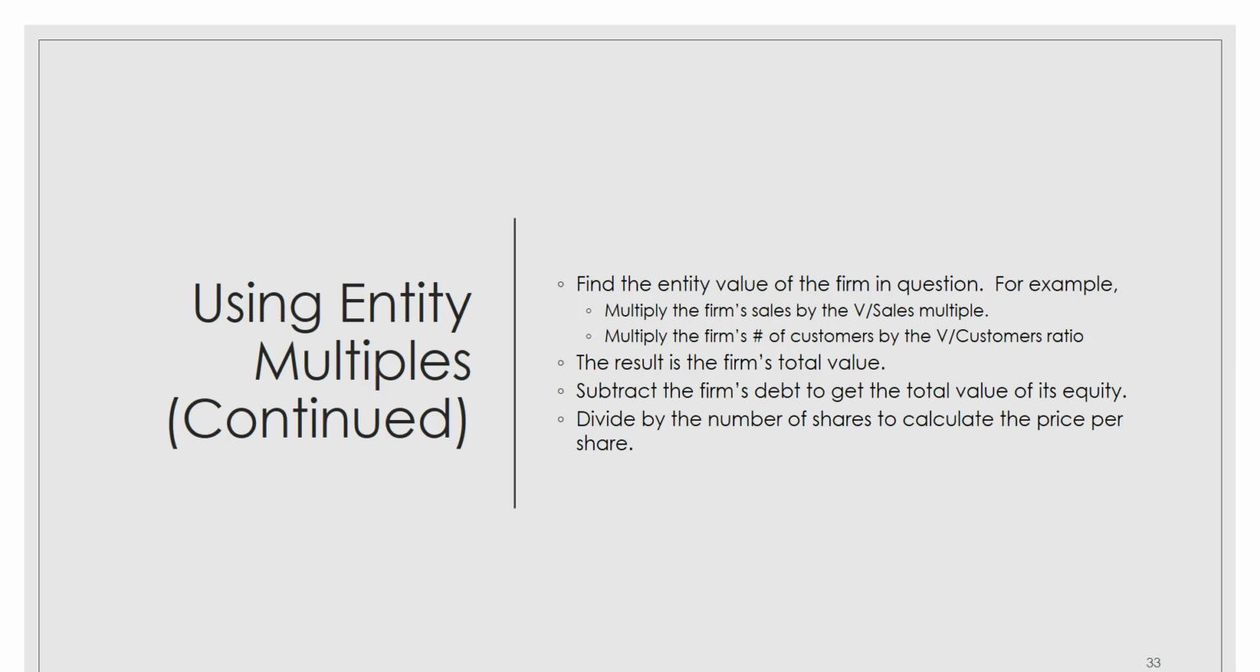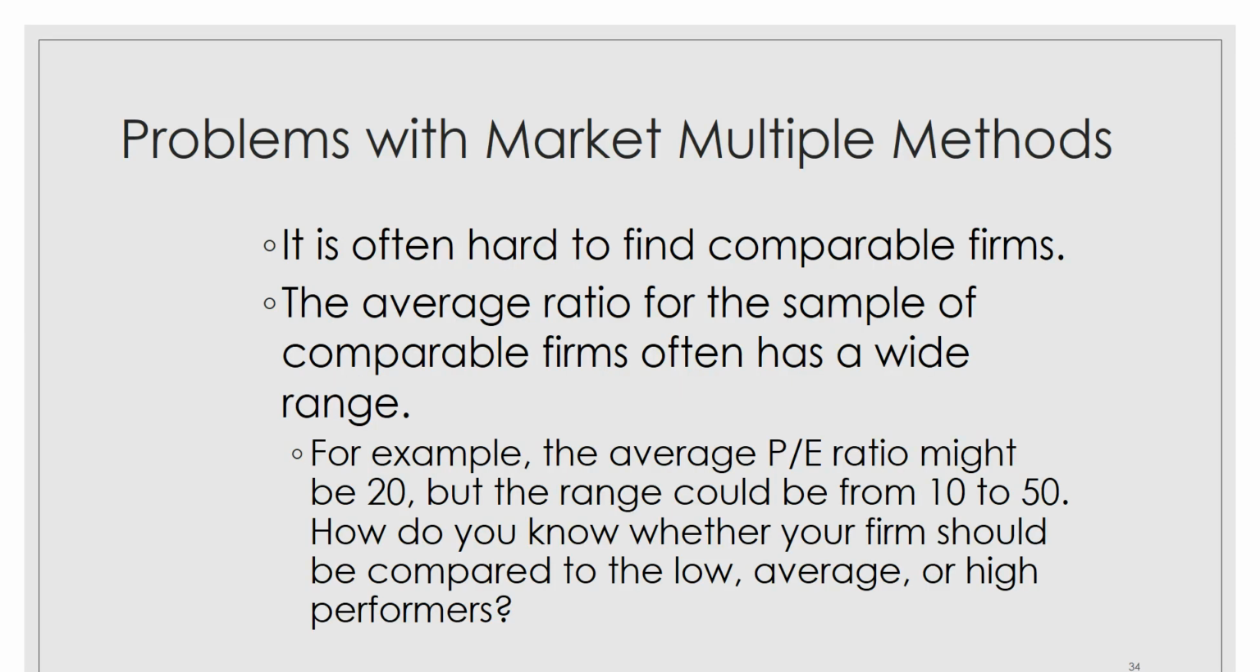So if you did it by customers, you would multiply the number of customers of the company that you're looking at by the entity value divided by customers ratio. The result gives you the firm's total value. So you do have to factor in how your capital structure looks. You would have to deduct the debt and anything that is owned by preferred shareholders, then divide by shares of common stock outstanding to get your share price. So it's a bit more complicated.